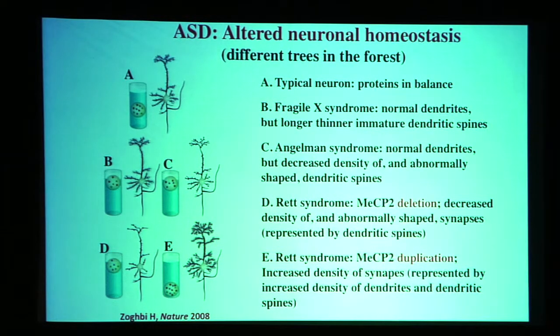It might be expected that there would also be altered homeostasis or equilibrium at the synapse in other disorders that have autistic characteristics, such as Fragile X that I mentioned earlier, Angelman syndrome, and Rett syndrome. And in fact, this turns out to be the case. The altered homeostasis is depicted by the floating or sinking ball shown in the test tube in each of these images. Figure A shows a typical neuron where the proteins are in balance, so the ball is at mid-level density.